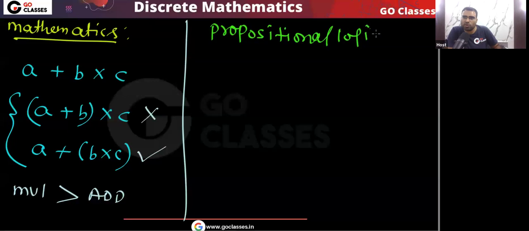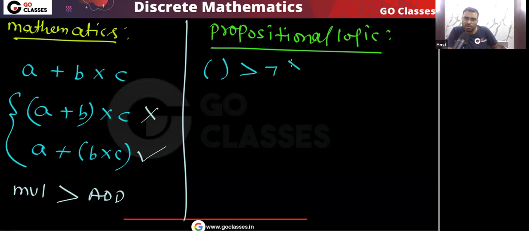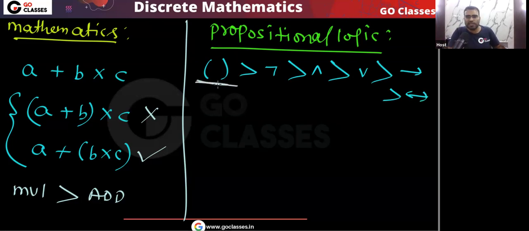In propositional logic also we have a priority order, and the priority order is like this. Bracket has the highest priority, then negation, then conjunction, then disjunction, then implication, and then biimplication. Okay, so this is the priority order. Very simple. Bracket always has the highest priority, then negation, conjunction, disjunction, implication, biimplication.